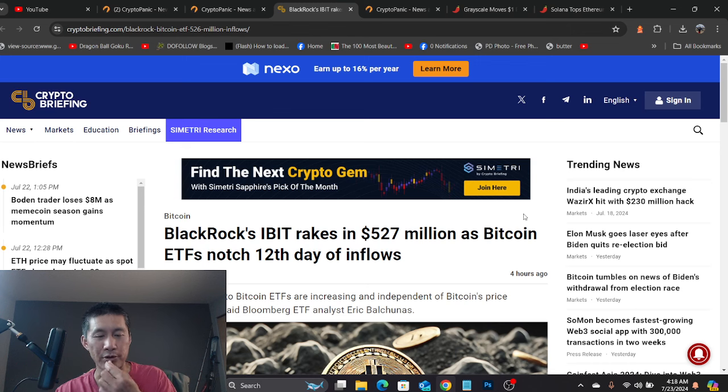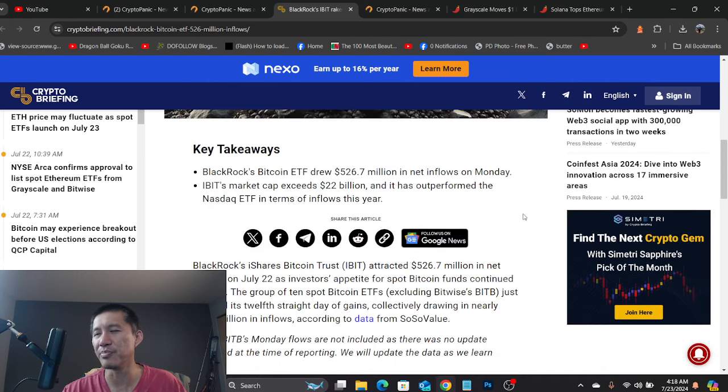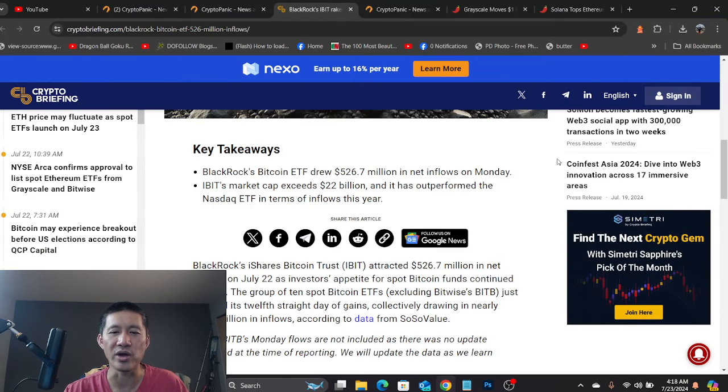Net flows into Bitcoin ETFs are increasing and independent of Bitcoin's price fluctuations, said Bloomberg ETF analyst Eric Balchunas. So the thing is, the big institutions, big hedge funds, they're buying Bitcoin again. They know the price is going to go up. Yes, we'll have our ups and downs, but overall, we are definitely going up. IBIT attracted 526.7 million in net inflows on July 22nd as investors' appetite for spot Bitcoin funds continued to grow. And I think this is some retail, but a lot of big institutional funds as well.